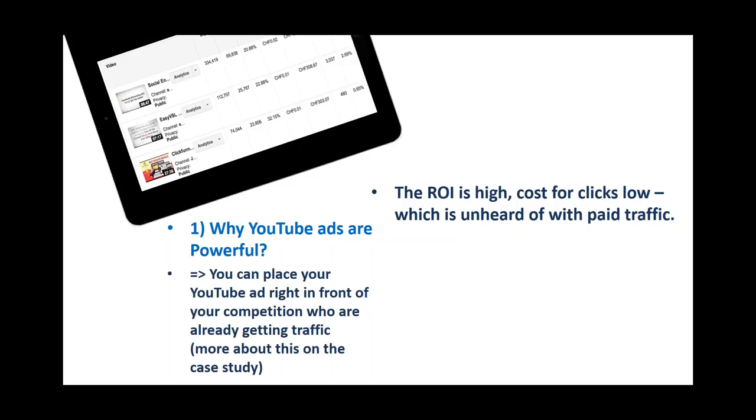All right, so you can actually place your YouTube ad right in front of the competition who are already getting traffic. So you've got a guy or a gal, and they're working hard to build a YouTube channel about maybe say dog grooming. And maybe you have an affiliate product, or even a product related to dog grooming, or a video creation software you want to promote as an affiliate, and you go find somebody who has a channel on video creation, and you just piggyback right on top of them.